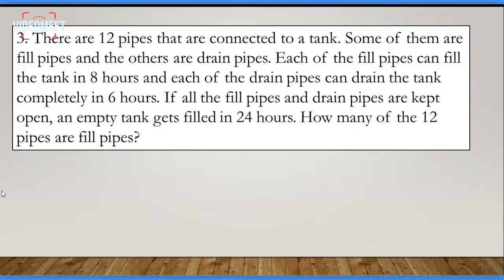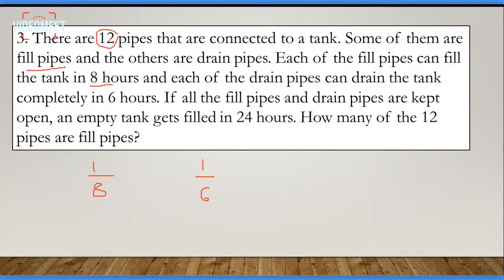According to the question, each of the fill pipes can fill the tank in 8 hours. That means each pipe can fill 1 by 8 part in every hour. Yes or no? And each of the drain pipes can drain the tank completely in 6 hours. That means each drain pipe can drain 1 by 6th part in every hour. There are total 12 pipes.